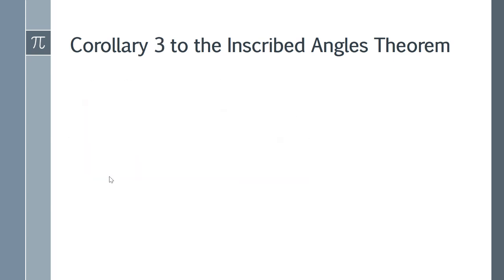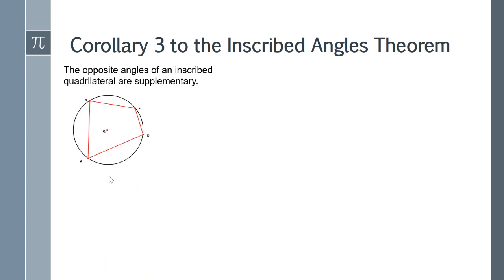So here's the third corollary. Now you have a similar example to this in the lesson, but we didn't have this corollary before we talked about it. So we're going to apply this corollary to a similar problem. The opposite angles of an inscribed quadrilateral are supplementary. So here's the quadrilateral. Basically what this says is that the angles across from each other have to equal 180 degrees. So B and D have to add up to equal 180. A and C have to equal 180.